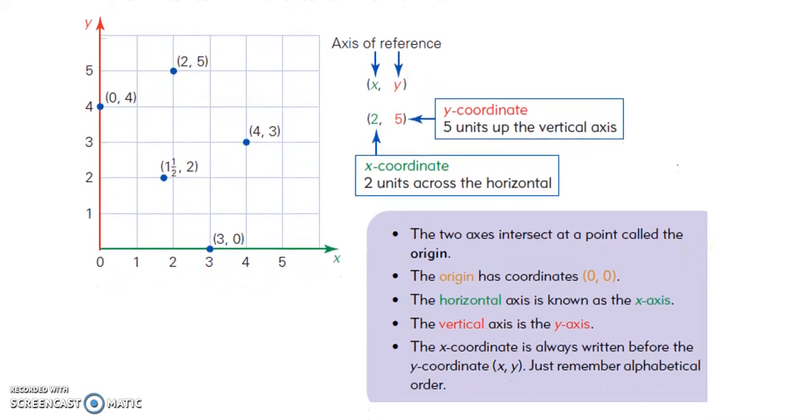A number plane has something called an x-axis. The x-axis is the horizontal axis. We call these lines here axes. So this is called the x-axis, the horizontal one here, and the vertical one here is called the y-axis. Okay, so kind of think y to the sky. That's a good way to remember it. Y to the sky.